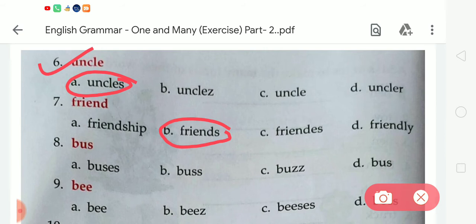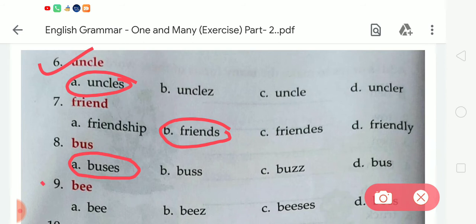Now moving to the next, in number 8 there is the word bus. Tell me what the plural form of this given word is. Dear student, we have learned that when S comes at the end, we have to add ES. We have already learned about this. So it will be buses. Tell me which option is correct, A, B, C, D? Option number A is correct, so we have to take option number A.